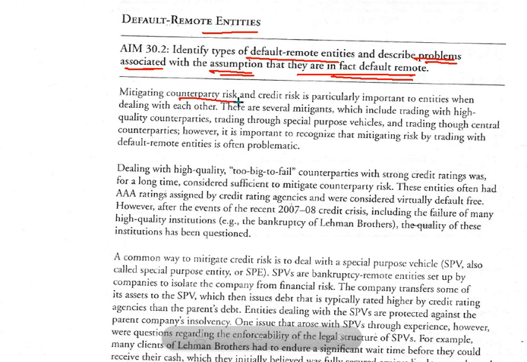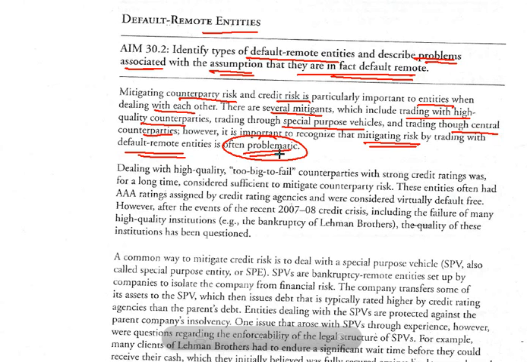So mitigating counterparty risk and credit risk is important to entities when they are dealing with each other. When they are dealing bilaterally, it is important that they mitigate. There are several mitigants, including trading with high quality counterparties, trading through SPEs, and trading through central counterparties. However, it is important that mitigating credit risk by trading with default remote entities is often problematic. So you may say that they are remote to the default, but it can be problematic.